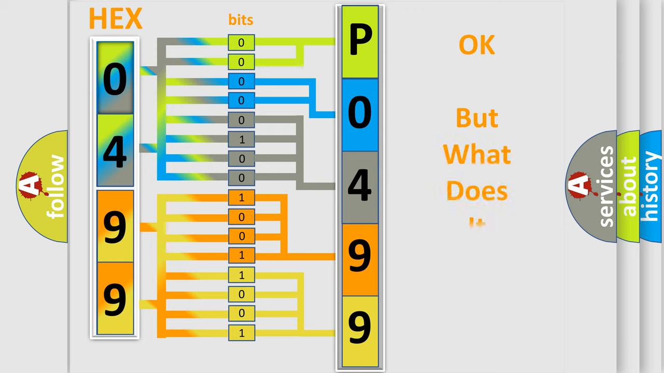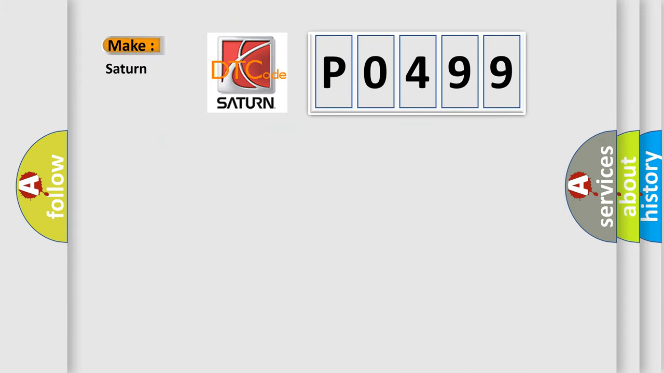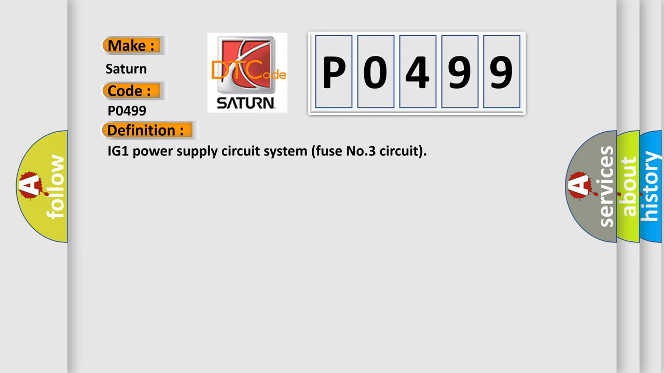The number itself does not make sense to us if we cannot assign information to what it actually expresses. So, what does the diagnostic trouble code P0499 interpret specifically for Saturn? The basic definition is IG1 power supply circuit system fuse number 3 circuit.